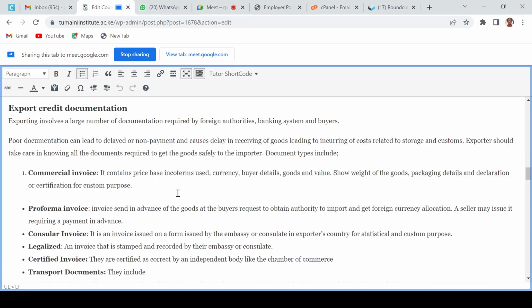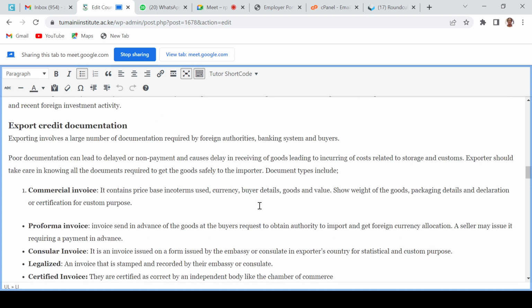So today, so that we can finish up this topic of export, I wish to talk about export credit documentation. I'm sorry in case I mentioned it, there is no harm in talking about it. When you're exporting, you require a great number of documents. There are so many documentations that will be required during this export credit or export trade. And we know that good credit is all about documentation.